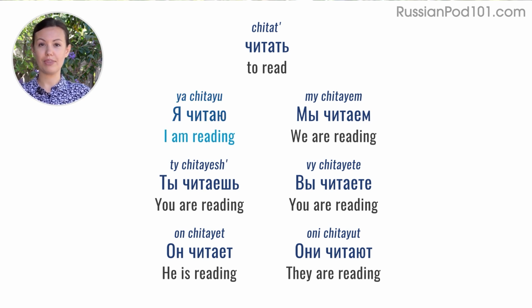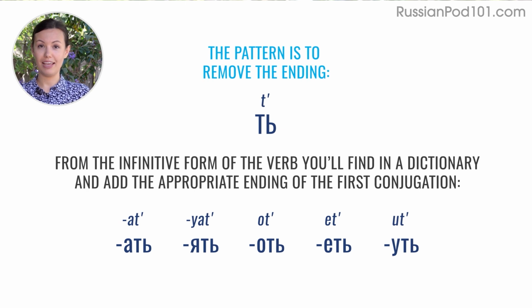Let's conjugate the verb читать, meaning to read, which is a first conjugation verb in Russian. Я читаю. I'm reading. Ты читаешь. You are reading. Он читает. He is reading. Мы читаем. We are reading. Вы читаете. You are reading. Они читают. They are reading.